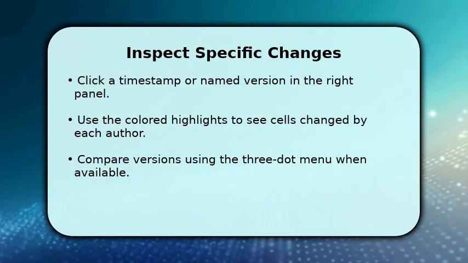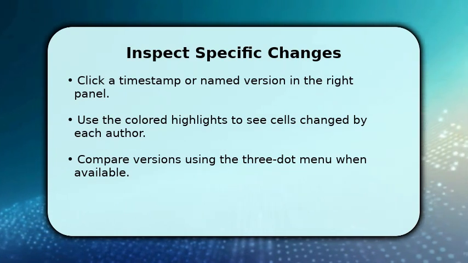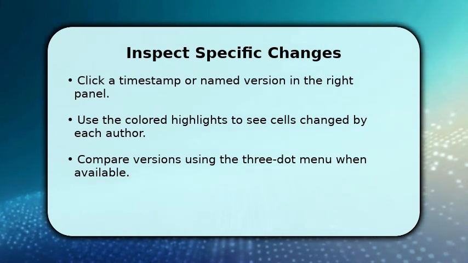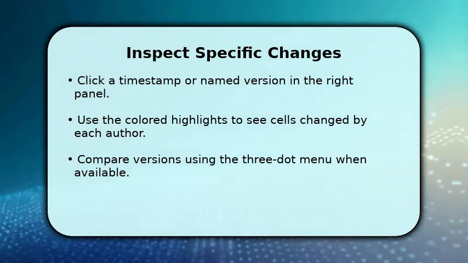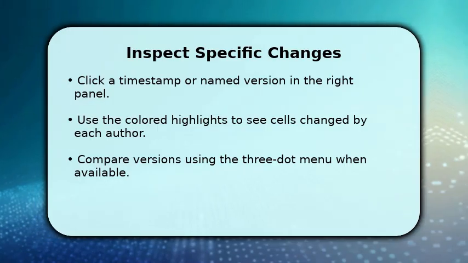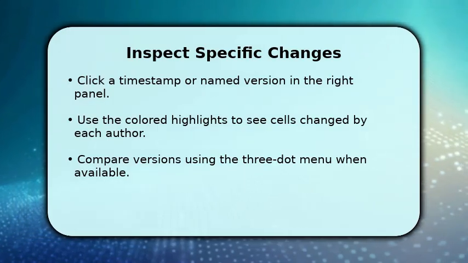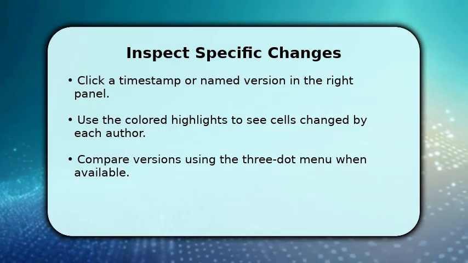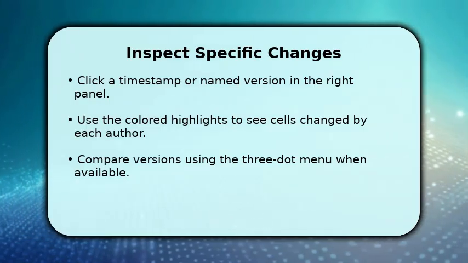You click any timestamp or named version to load that snapshot of the sheet. You'll see colored highlights showing cells changed and the author names. This explains who edited what and why. Once the snapshot is loaded, you can scroll and interact to verify values and formulas as they were.